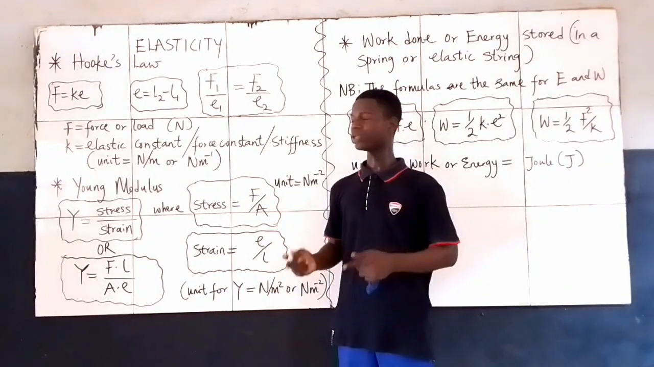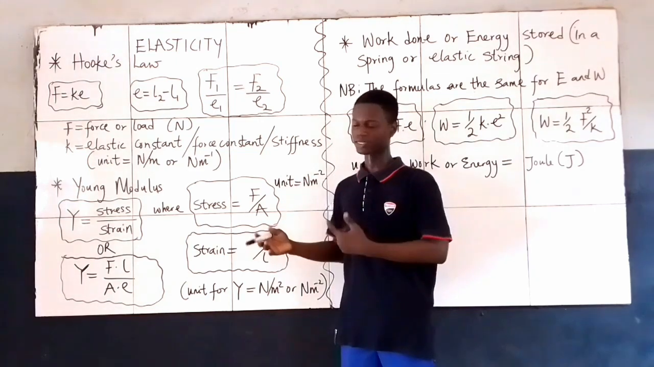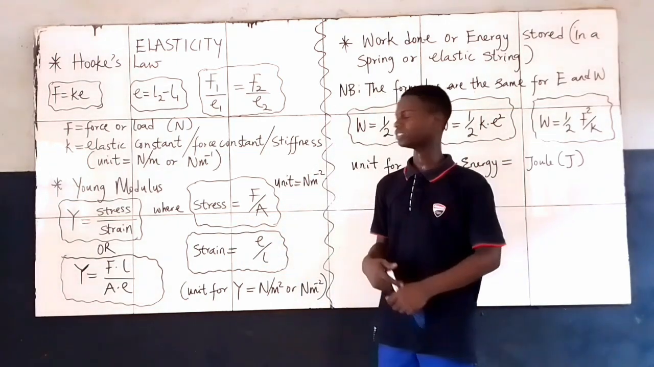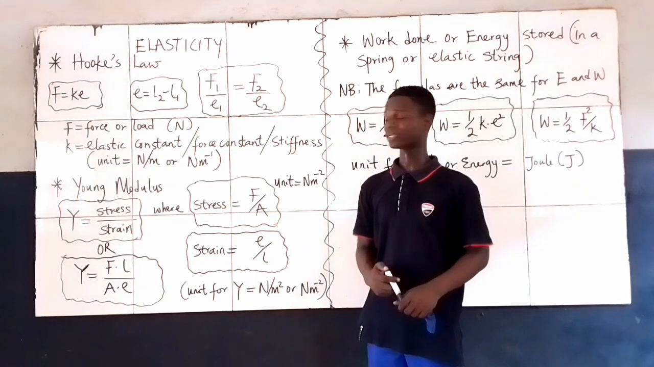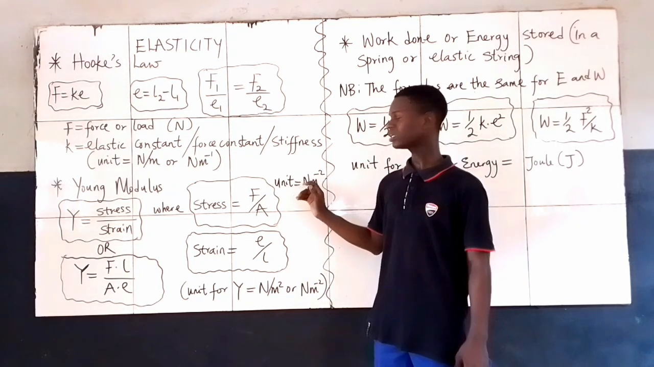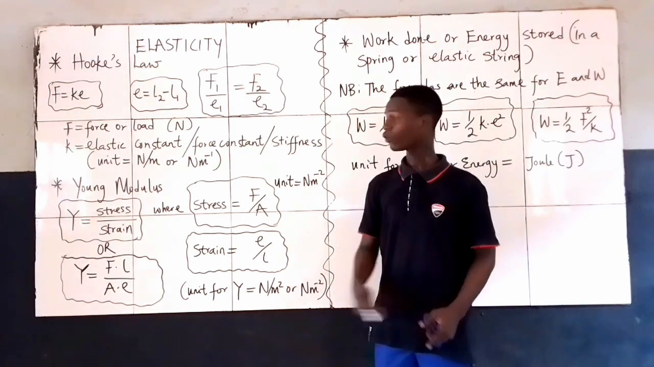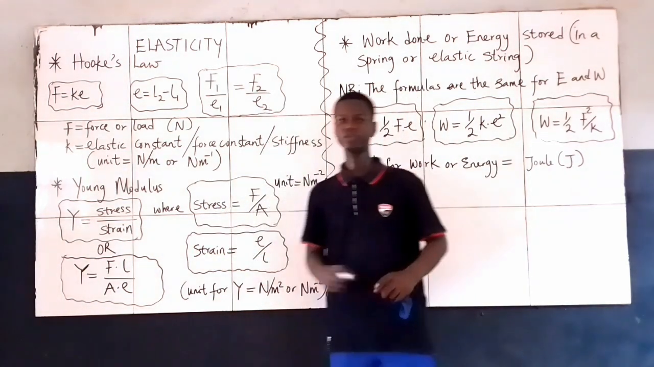Now, what if you are not given the stress directly? What is the formula to use to get your stress? Stress or tensile stress is equal to the force over the area. And the unit for tensile stress is Newton per meter square. Newton per meter square is the unit for stress.